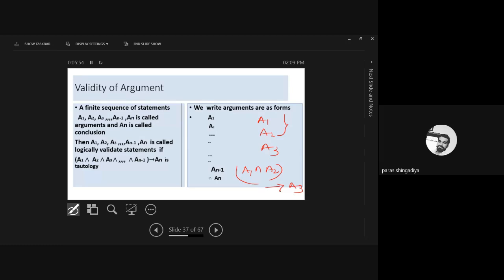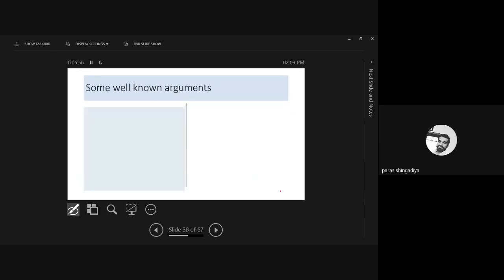So for this, we have some well-known arguments. We have some well-known, well-defined data, which is known as valid arguments. Here we have 8 well-known arguments. It is well-defined data, already proved. We'll learn again how it is a valid statement.